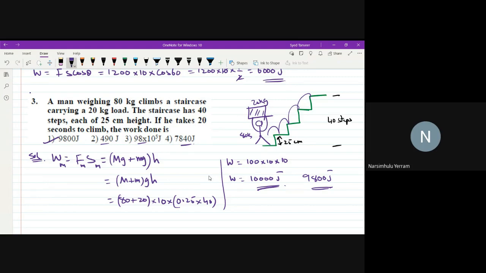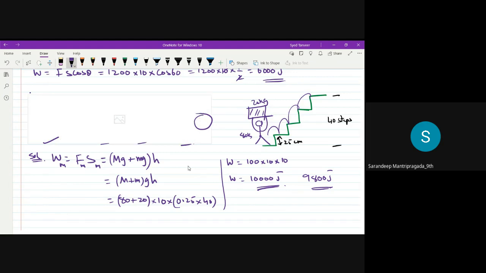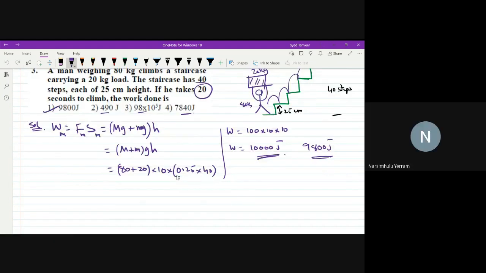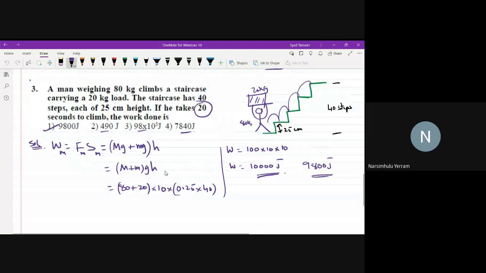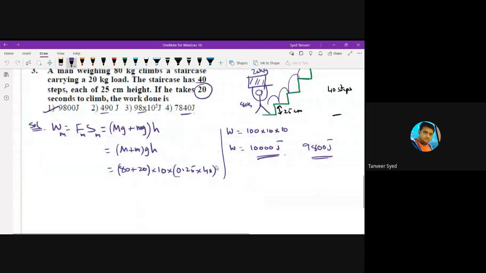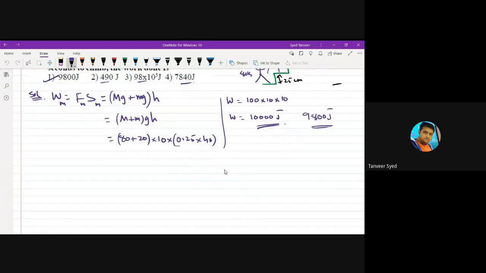The 20 seconds is unnecessary here. It is not required here. The 20 seconds is required for power, which is the rate of change of work. It is given but not required by us. You should ignore it. Right. This is work. Next, energy. Next concept, energy.